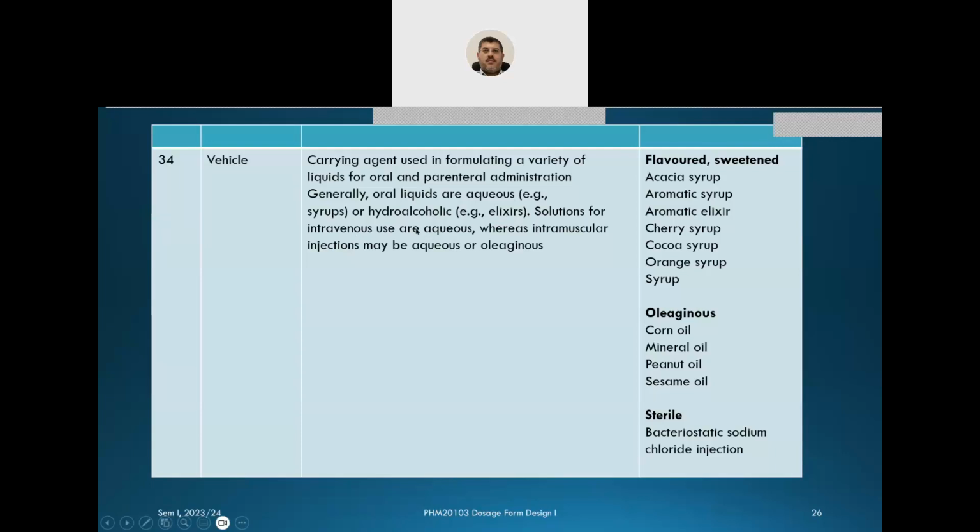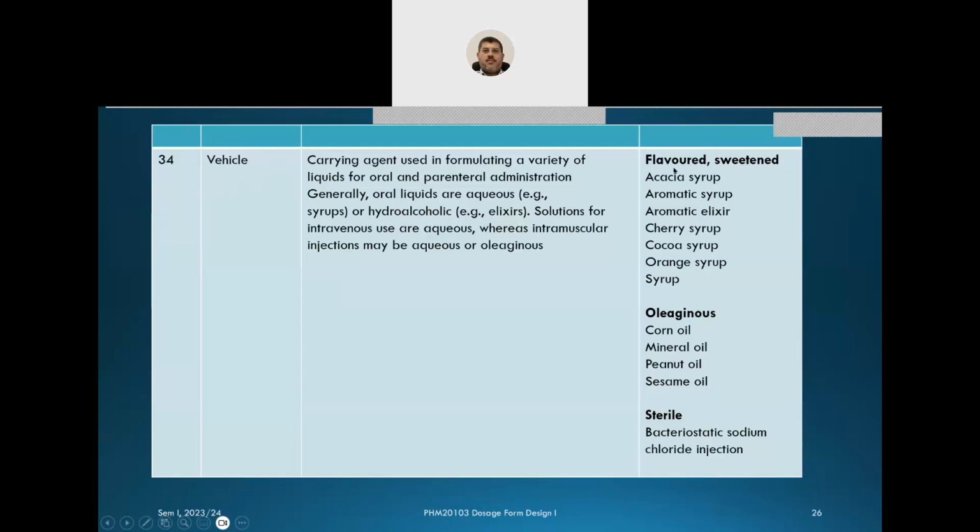Solutions for intravenous use are usually aqueous. We cannot give by IV an oily solution, but intramuscular injections can be aqueous or can be oleaginous. So again, three different names. When we talk about semi-solid preparations, like ointments, creams, suppositories, we call it base. When we talk about solid dosage forms like tablets and capsules, we call it diluent or filler. But when we talk about liquid dosage forms, we call it vehicle.